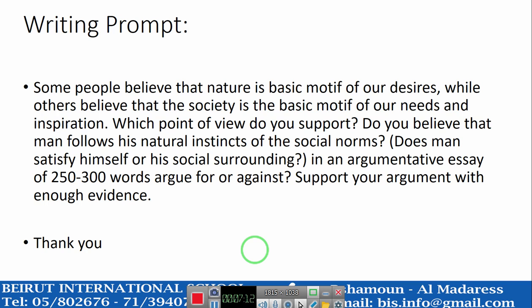In an argumentative essay of 250-300 words, argue for or against. Support your argument with enough evidence. So are you with the idea that man follows his natural instinct, or with the idea that man is following the social norms and what is socially accepted? Write your opinion in a well-organized argumentative essay.